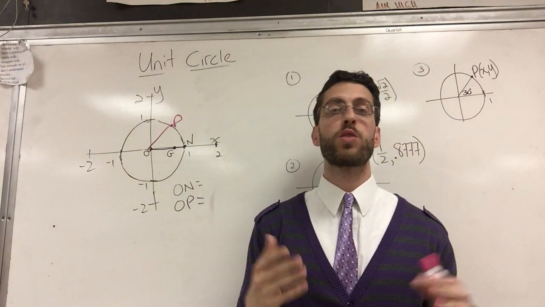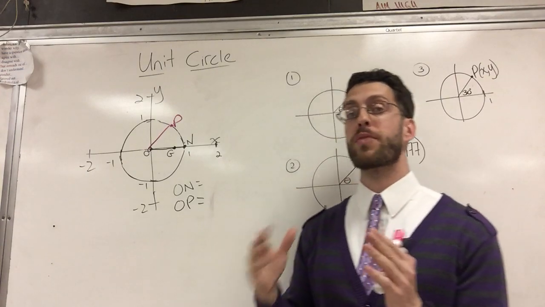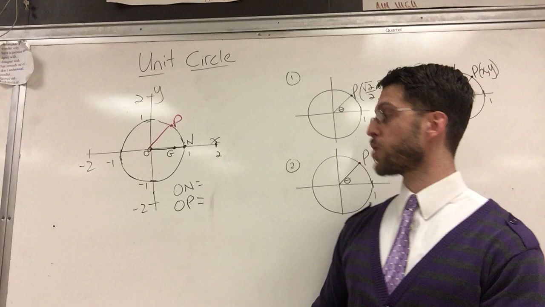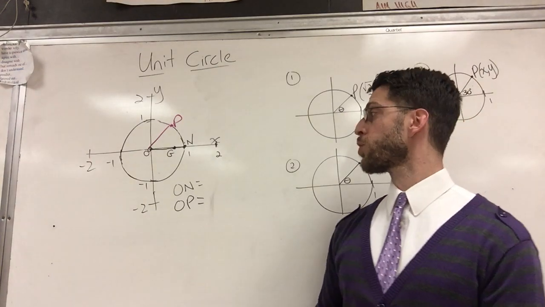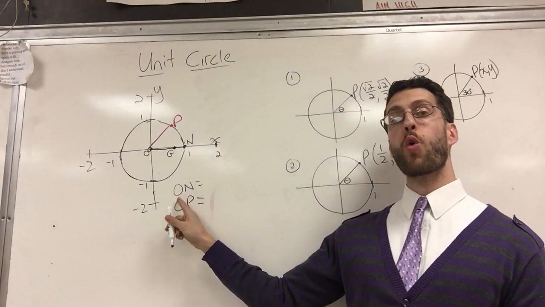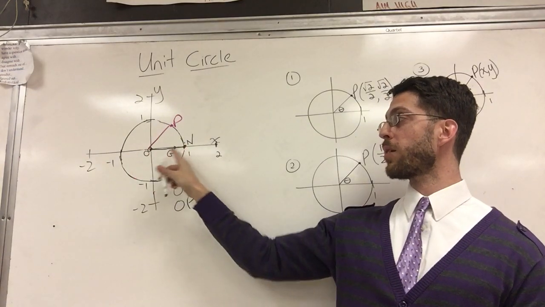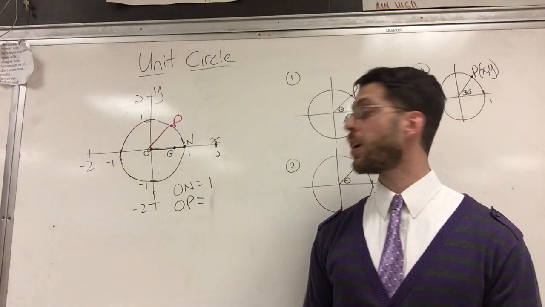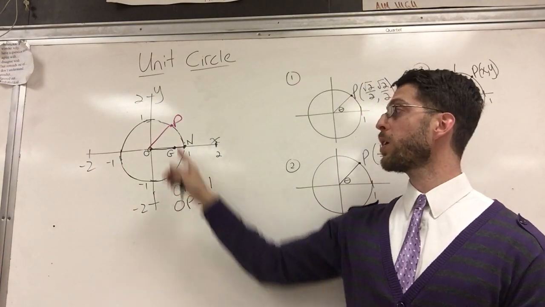Whether it's 1 foot, 1 inch, 1 centimeter, that doesn't really matter. If you're on a graph, think about graph paper, one box represents 1 unit. So the radius is 1 unit. If I ask you for the length of ON, that's the distance from O to N. O is the center, N is on the circle, so that's my radius, and that's 1. What about OP? Well, look at P.